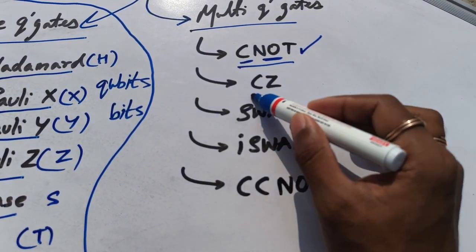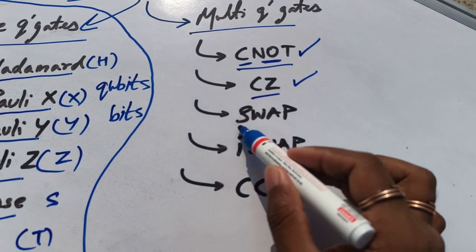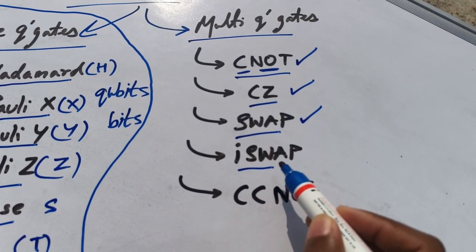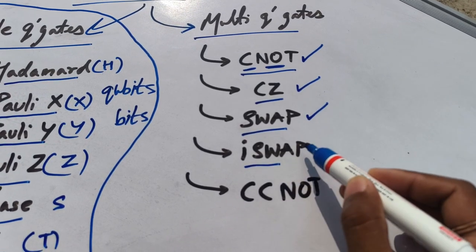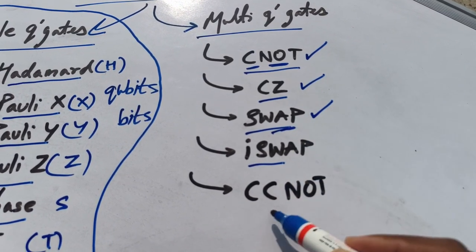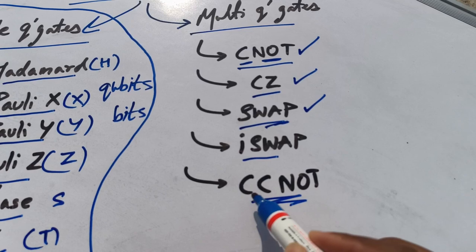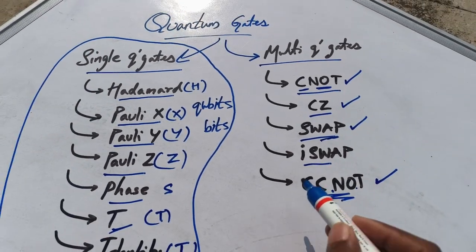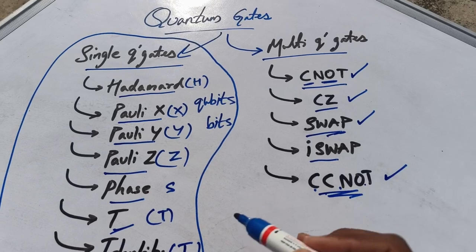Okay, we have the CZ gate, we have the swap gate, we have the iSWAP gate, which is the advanced version of this swap gate. We have the CCNOT gate, it is the controlled controlled NOT gate. So these are the different gates which are used in quantum computing.